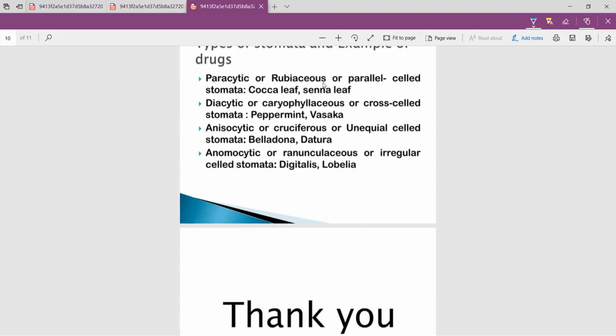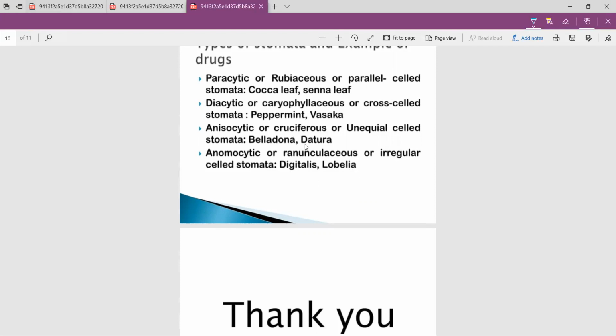the drugs. Next one is the diacytic, generally caryophyllaceous. It is seen in peppermint and vasica. Next one is anisocytic, cruciferous or unequal celled stomata. It is seen in belladonna and datura leaves. Next one is anomocytic, ranunculus type, irregular celled stomata, which is seen in digitalis and lobelia.